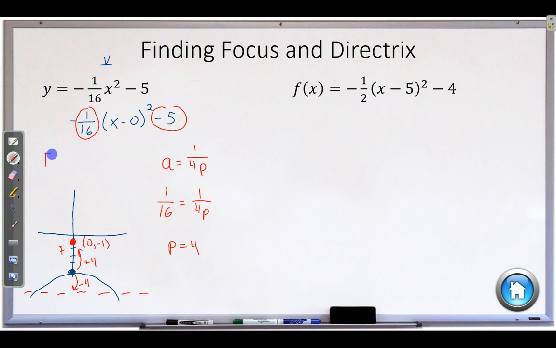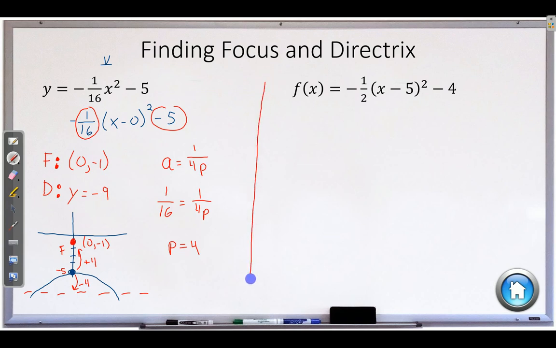So our focus, let me write it a little bit bigger here. Sorry about that, is 0, -1. That was supposed to be a colon. There we go. And our directrix, if we go down 4, let's see, this was at -5 first, and we go down 4 to -9, and remember that is an equation, y equals -9. So we have both the focus and the directrix.